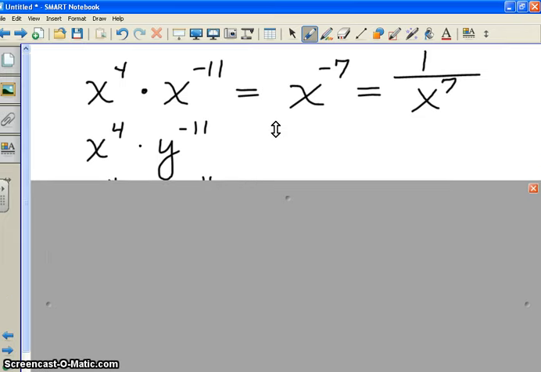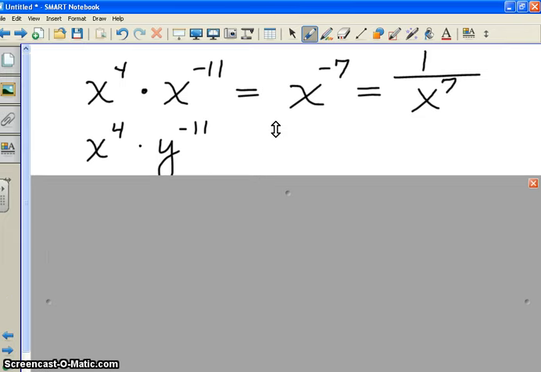Next problem. X to the 4th times y to the negative 11th power. Hopefully you're saying there's nothing we can do here. The bases are not the same, so we cannot multiply them together into one single entity. It stays x to the 4th, y to the negative 11th.